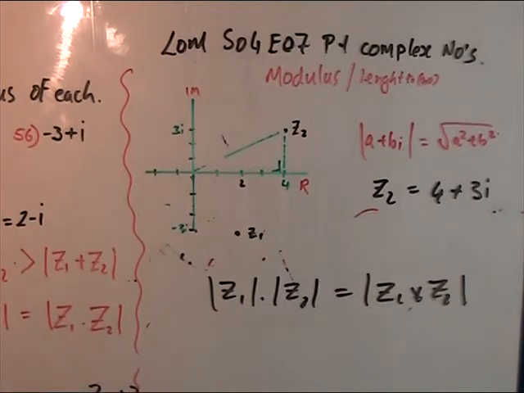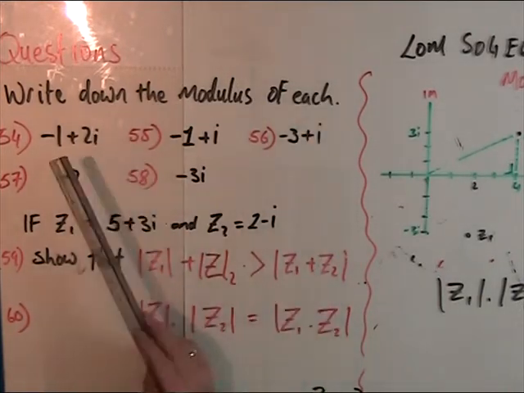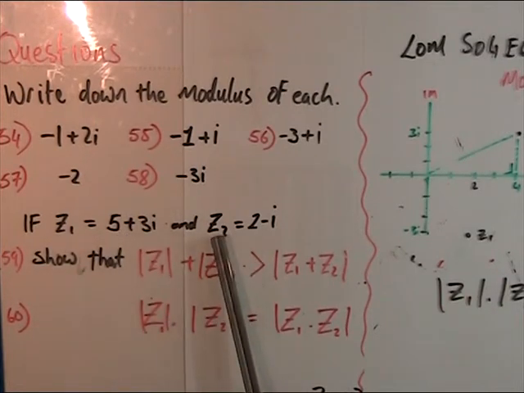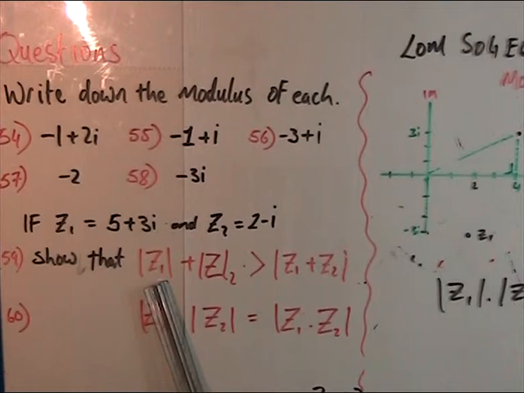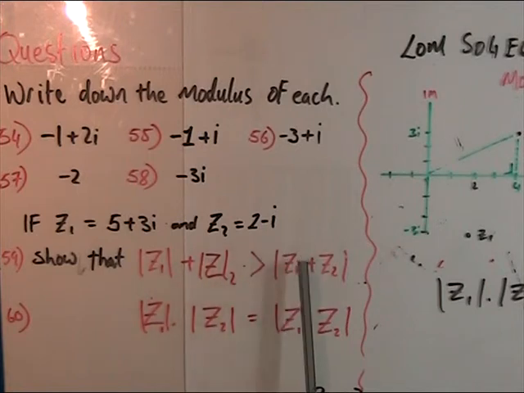I can just go along now and show you the questions. The questions are: write down the modulus of each, in other words the length of the line. If Z1 is equal to 5 plus 3i and Z2 is equal to 2 minus i, get the modulus of Z1, get the modulus of Z2, add them together, and get an answer. Then add the two together, and whatever answer you get, take the modulus. It's the same for the other question as well. So you show that that is greater than, and that is equal to that. Commutative properties.